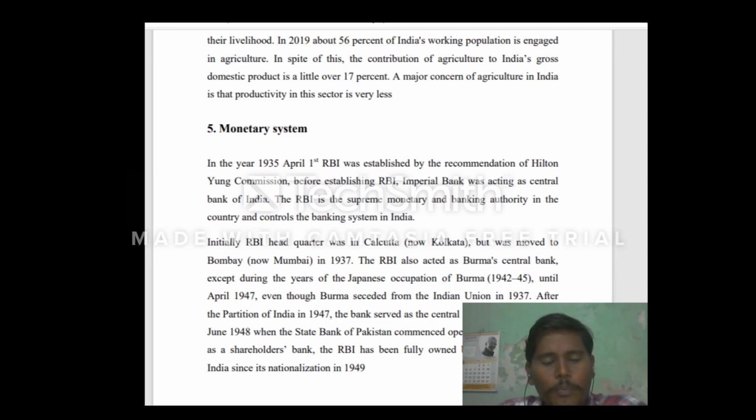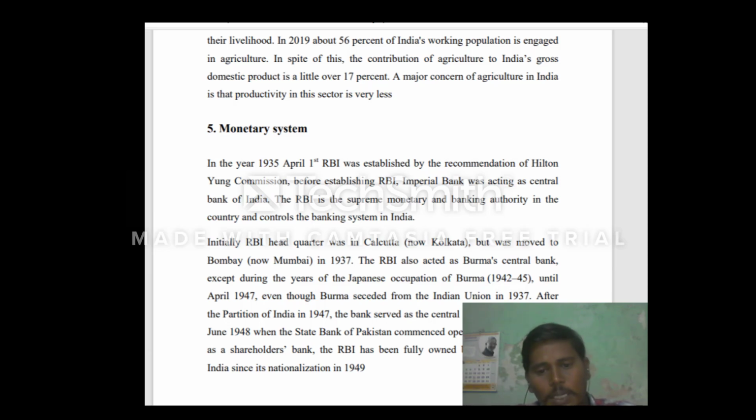We all know Reserve Bank of India is the Central Bank of India. In fact, the Reserve Bank of India is the apex bank of the monetary system in the nation. The RBI was established on April 1st, 1935, on the recommendation of the Hilton Young Commission.